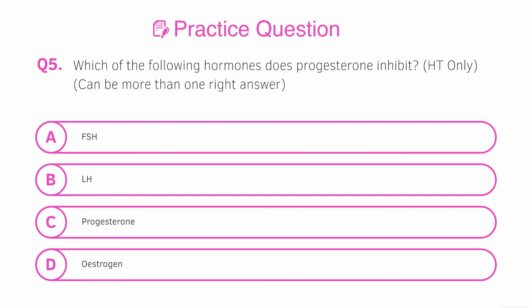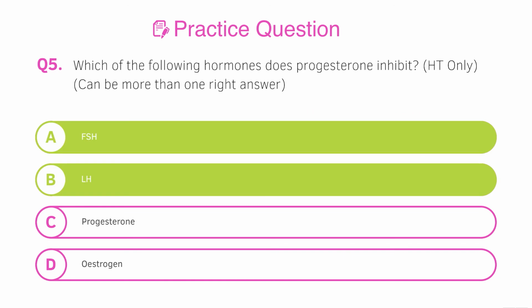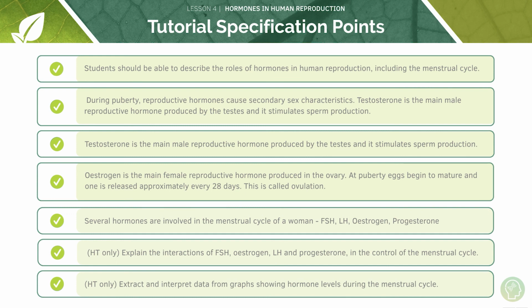And which of the following hormones does progesterone inhibit? So there's going to be more than one right answer here. And the answers are FSH and LH.